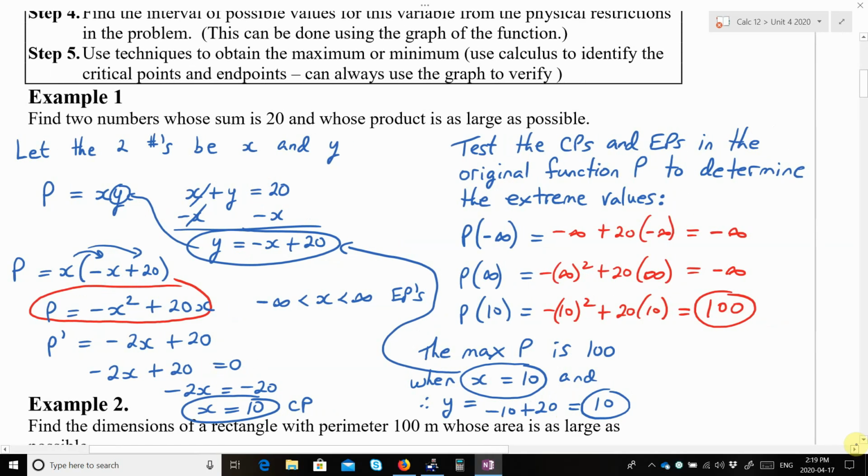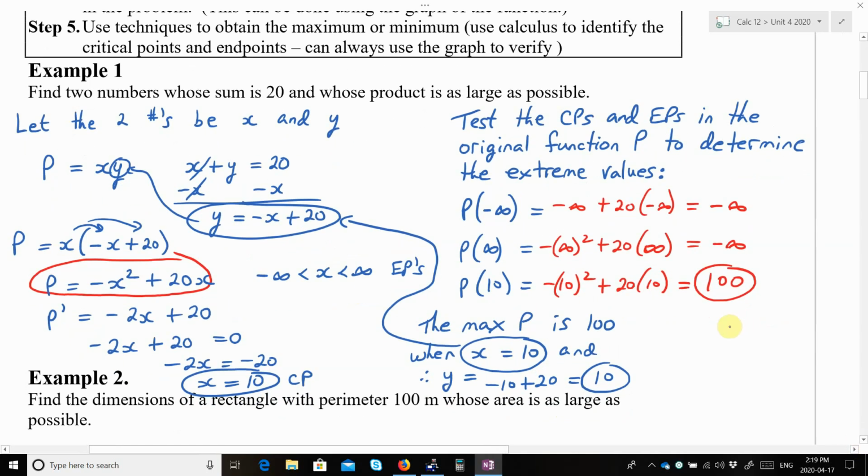Okay. And the last thing we can do with this question is look at the graph of p. So if we plot p versus x, it's a negative x squared. When x is 10, the product is 100. When x is 0, it doesn't matter what y is. 0 times whatever will give a product of 0.